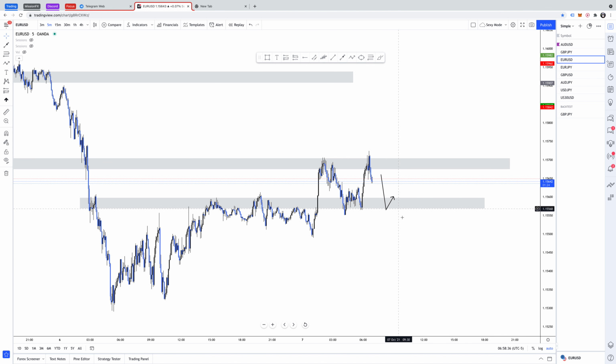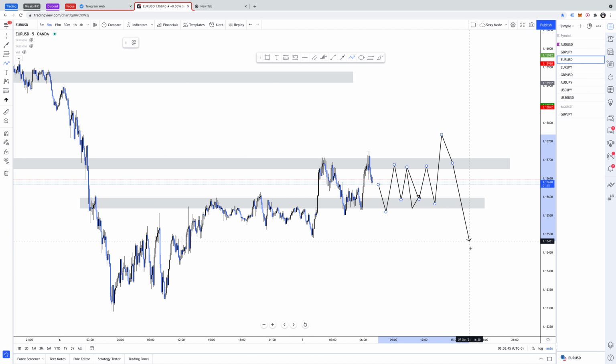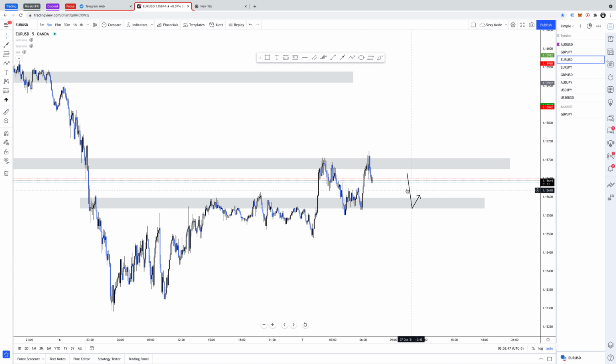Now we've had a second test of this zone. I'm going to wait out. This thing could range out. It could start going sideways, back and forth and back and forth. So I'm just going to leave EU alone for the time being.